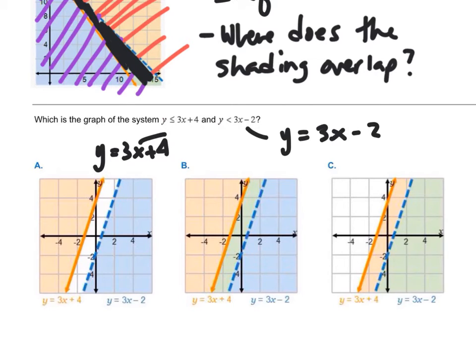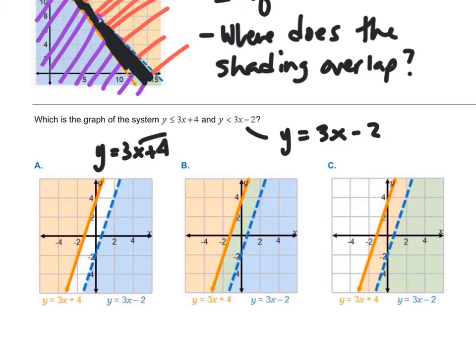Notice that we have the same slope in both of these equations. Now this line has a y-intercept of 4, so it's going to correlate with this one. And this graph has a y-intercept of negative 2. It's going to correlate here, and you can see that written down below each of these.